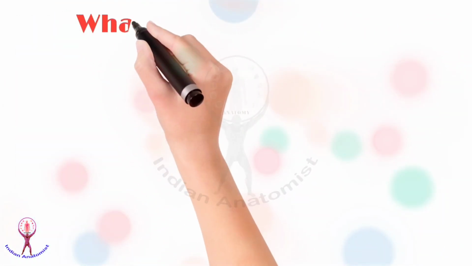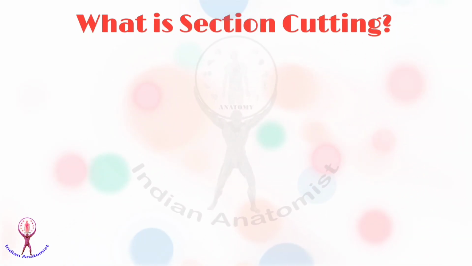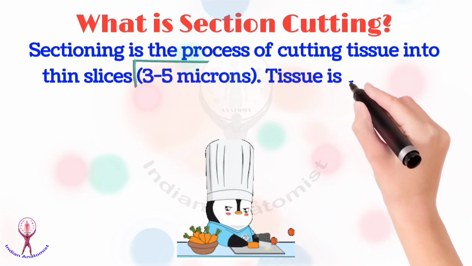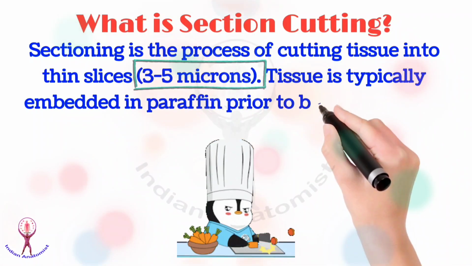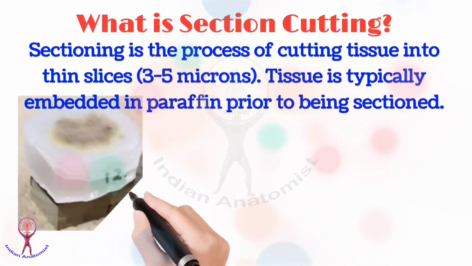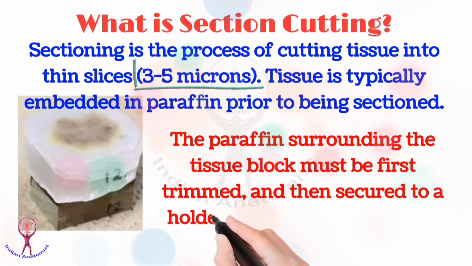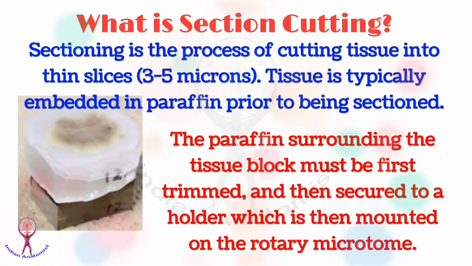Finally, what is section cutting? Sectioning is the procedure of slicing tissue into tiny sections measuring 3 to 5 microns. The tissue is usually encased in paraffin before sectioning, necessitating the trimming of the paraffin surrounding the tissue block, which is then affixed to a tissue holder and mounted on the microtome.